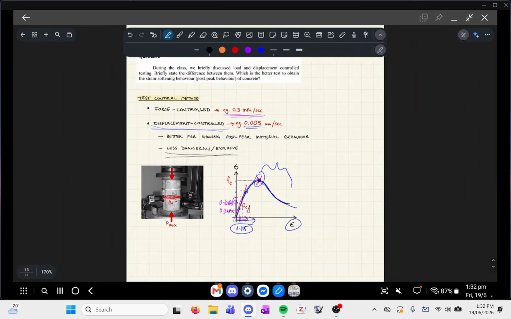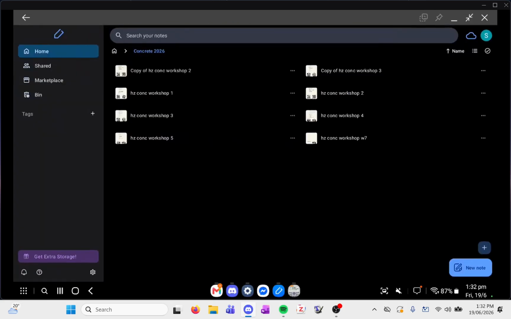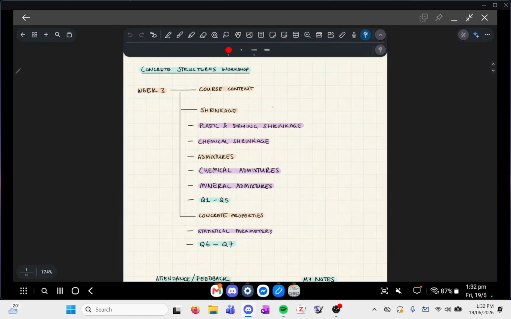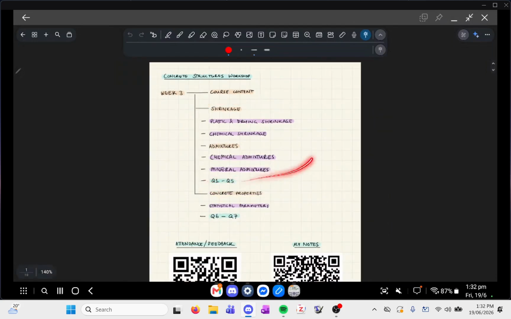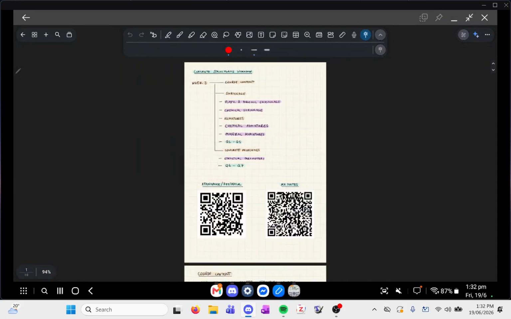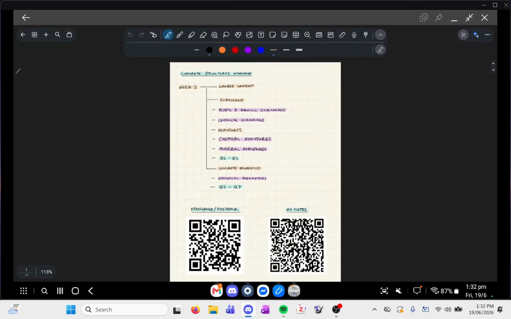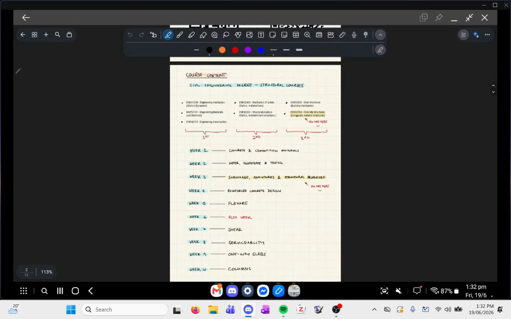Okay, great. So that brings me to workshop 3. Again, the stuff that we'll be focusing on in this workshop will be shrinkage, admixtures, and concrete properties, okay? So my current plan is to try and squeeze in everything from there in the first half and then give you a break and then these ones. But now that I'm looking at it again, I might give you a break before I do any questions because of how the timing might work.